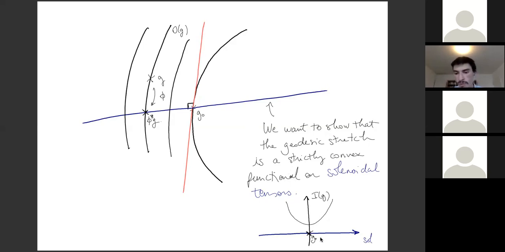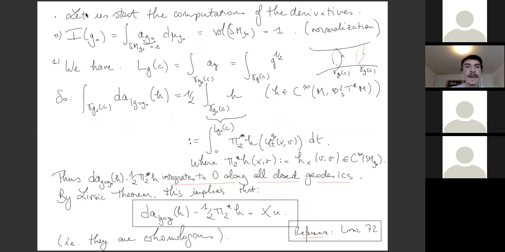I'm trying to prove that the geodesic stretch I of G looks like this in a neighborhood of G0 when I look at it above the set of solenoidal tensors. Okay? So I need to prove that the first derivative of the stretch is 0 and that the second derivative is strictly convex. All right, so let's start. That's where it starts to get a bit painful. We have to compute things.